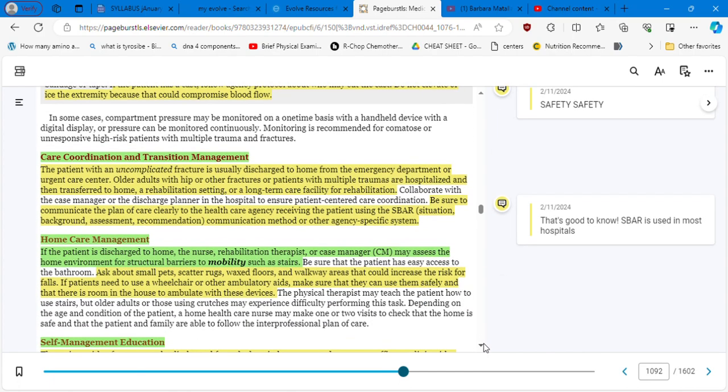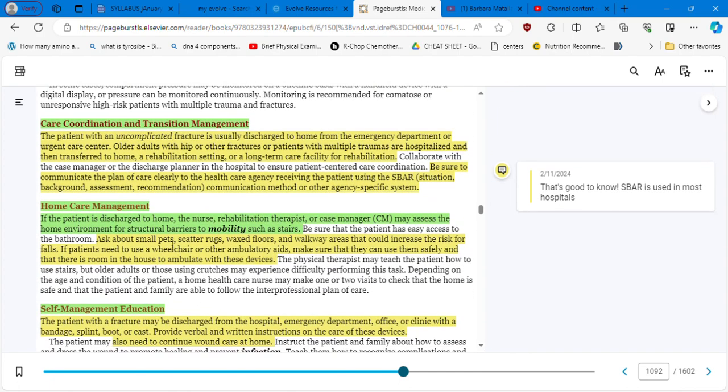Care coordination and transition management. The patient with an uncomplicated fracture is usually discharged to home from the emergency department or urgent care center. Older adults with hip or other fractures or patients with multiple traumas are hospitalized and then transferred to home, a rehab setting, or a long-term care facility for rehab. Be sure to communicate the plan of care clearly to the healthcare agency receiving the patient using the SBAR.